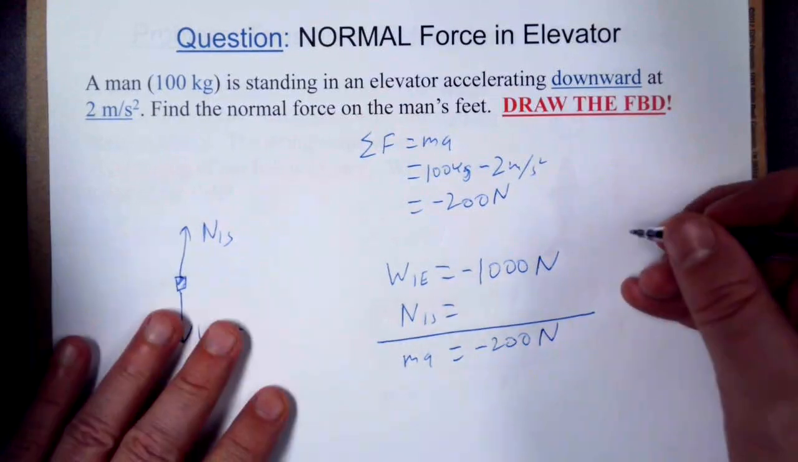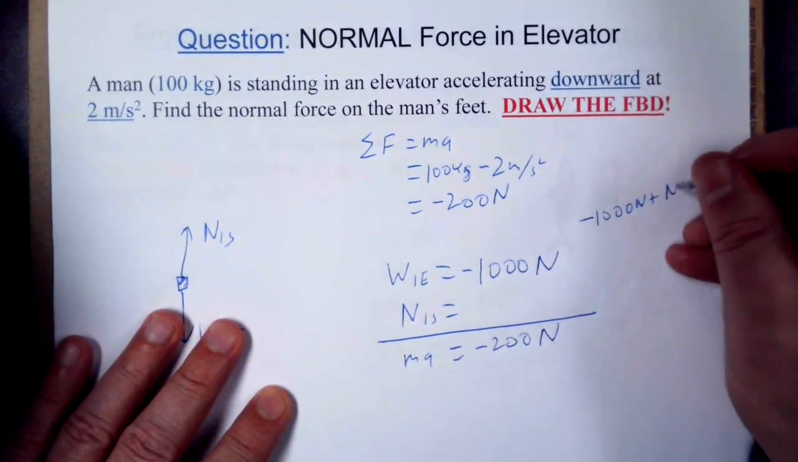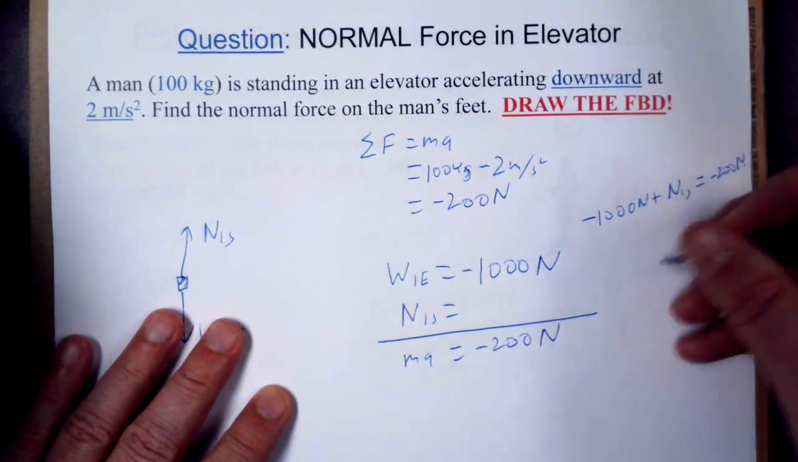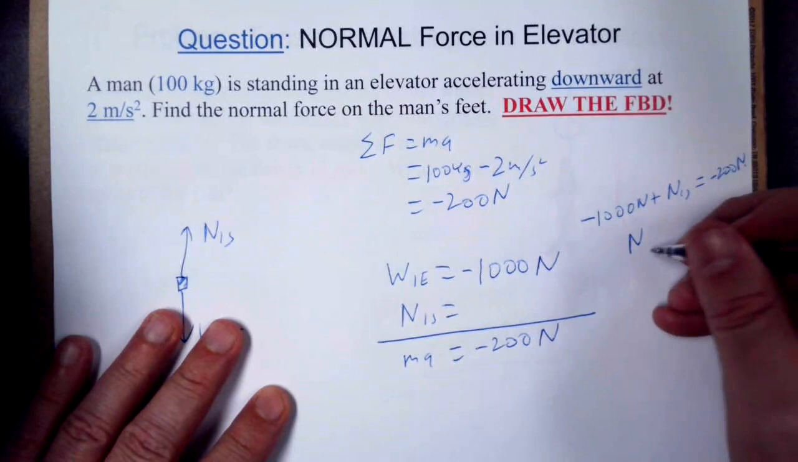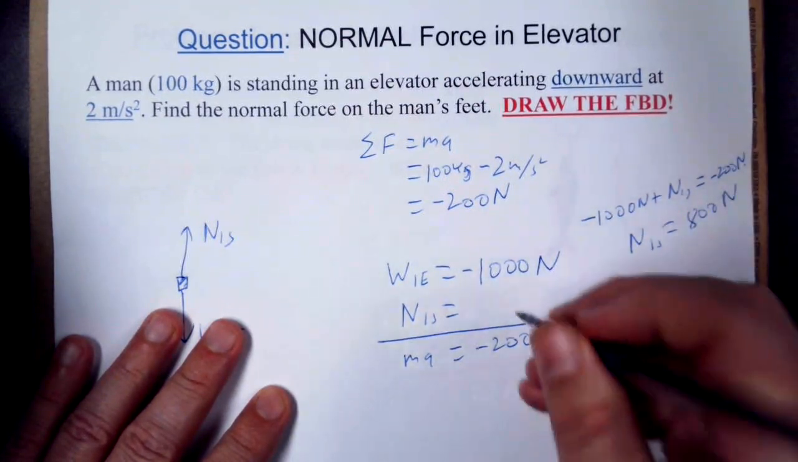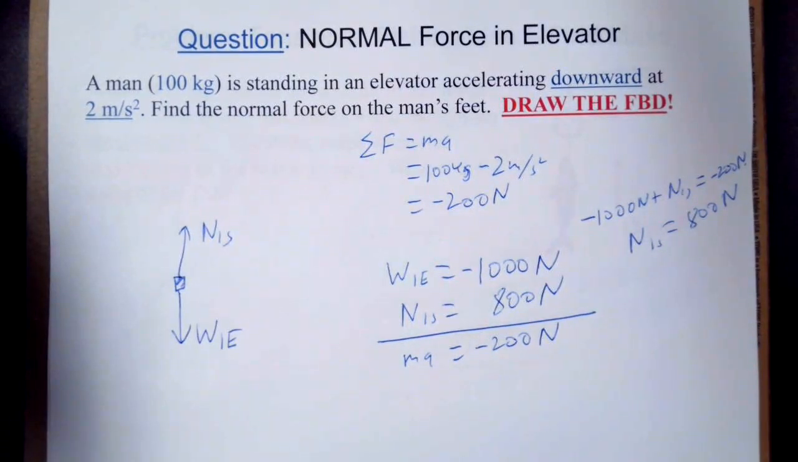So we can do that. Negative 1,000 newtons plus the normal force is equal to negative 200 newtons. So we add 1,000 to both sides, and the normal force is equal to 800 newtons. So hopefully you see that, right? Negative 1,000 plus 800 gets you negative 200 newtons. So again, in this case, the normal force is lower than the one where the person is not accelerating.